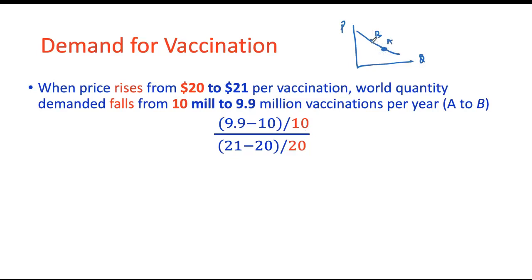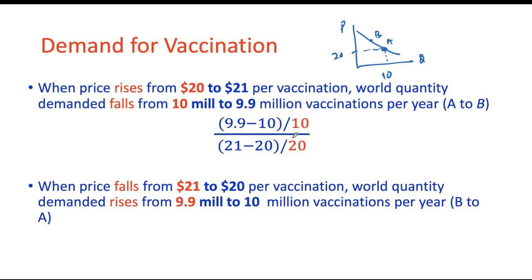So between these 2 points, this is your initial value. In case of quantity, that was 10. In case of price, that was 20. If I was to calculate elasticity instead between B to A, now your initial values will change. Note that the change in price and change in quantity are the same, but your initial values are now different. As you're moving down along the demand curve, your initial price is 21. And your initial quantity is 9.9.